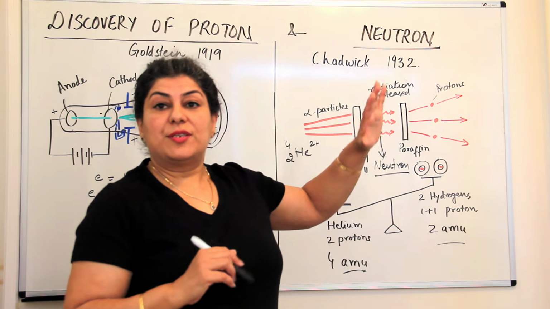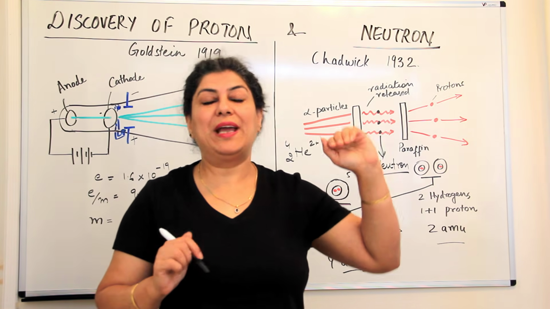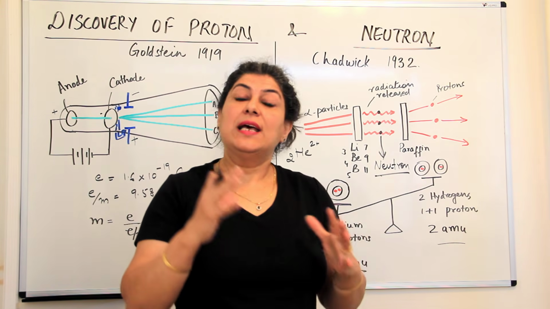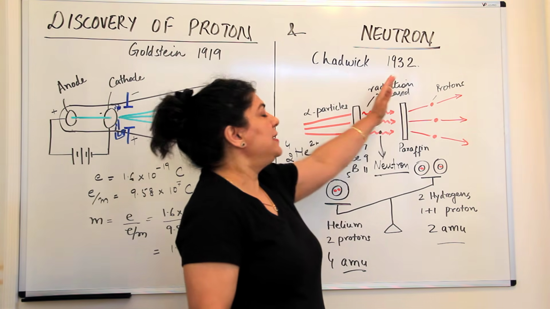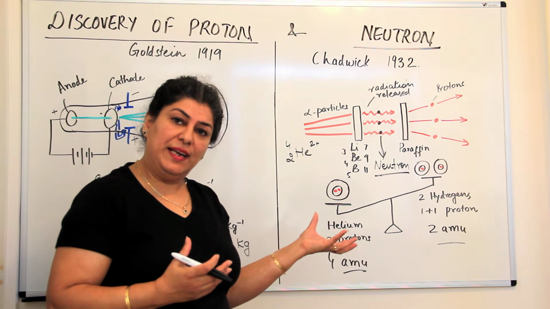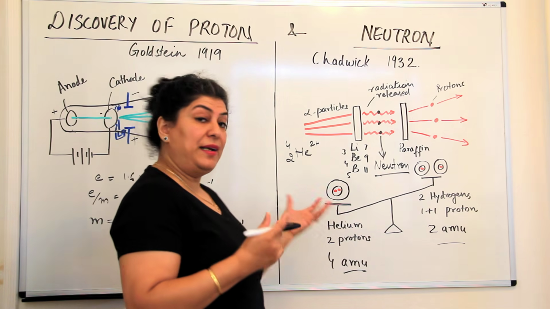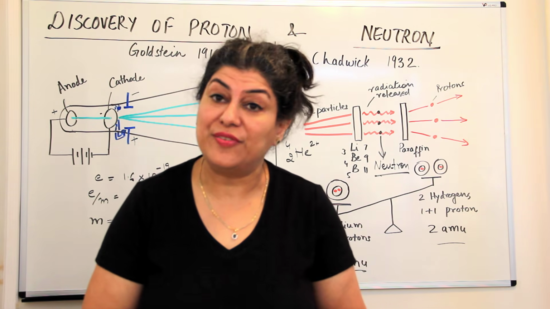For a few years, scientists still were a little confused about atoms. Although they had found electrons and protons, there were still things that were confusing them. Chadwick in 1932 said that if we take an atom of helium, helium has, by now we had calculated the number of protons in different elements.